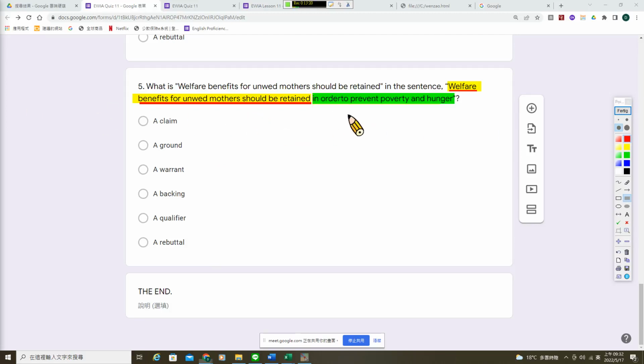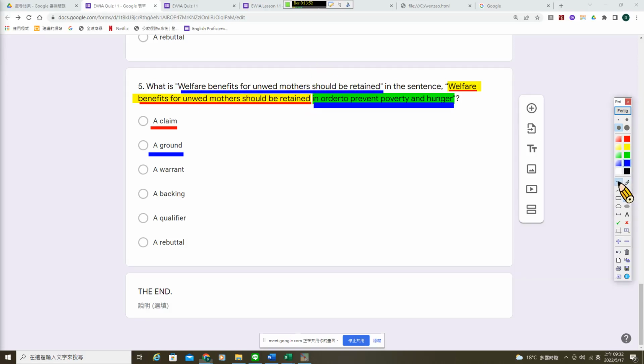Okay, so what is the reason? So here, this is the claim. You can see this, right? So in order to prevent poverty and hunger is here. So what is welfare? This, of course, is the ground. Is the ground to support the claim, right? So what is welfare benefits for unwed mothers should be retained.